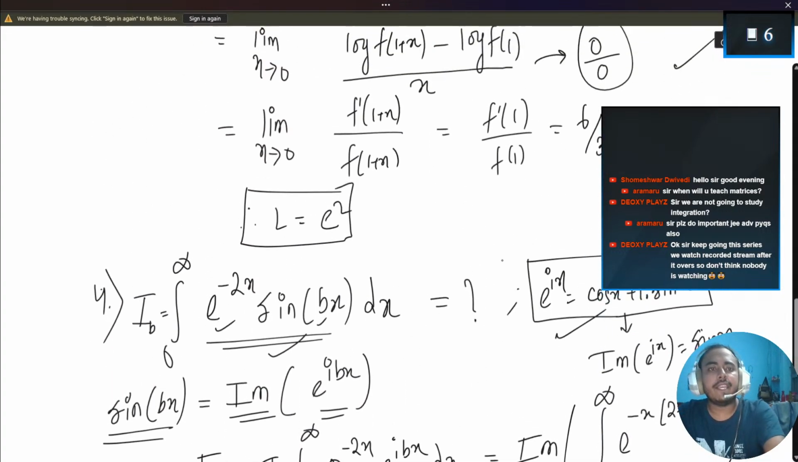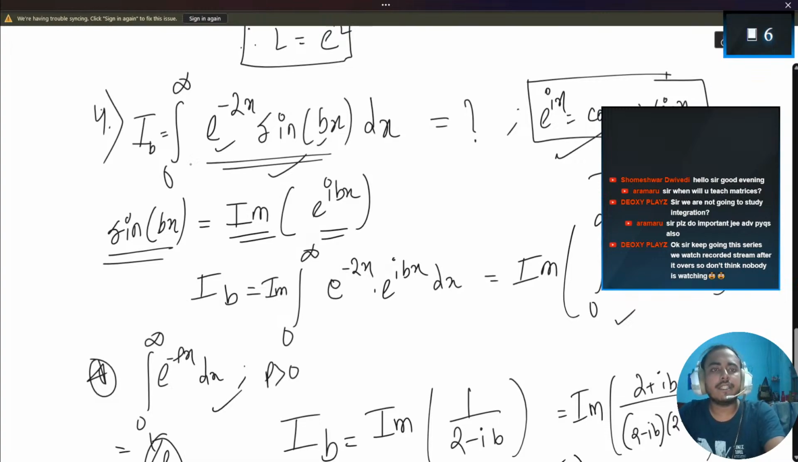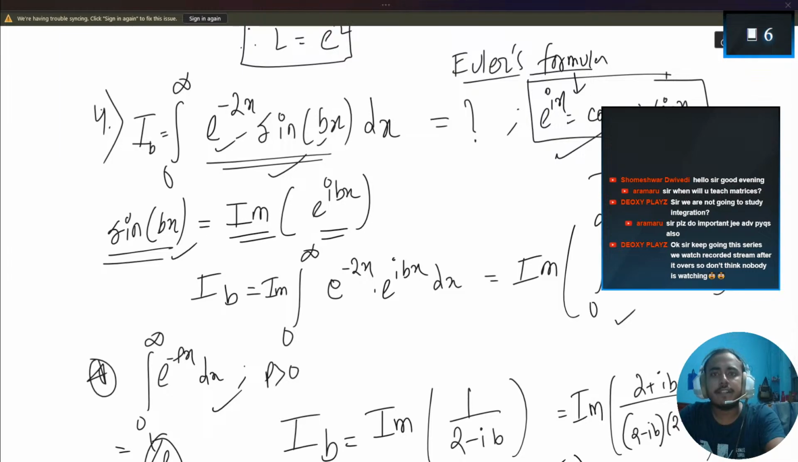So we can have a quick recap of what we did. This was the integral concerned, I_b, which is equal to the integral from 0 to infinity of e to the power minus 2x multiplied by sine of bx dx, where b is a real number not equal to 0. And once we got that, we used Euler's formula. So this is Euler's formula. We use this to get e to the power ix equals cos x plus i sin x, and then we wrote sine of bx as the imaginary part of e to the power ibx.